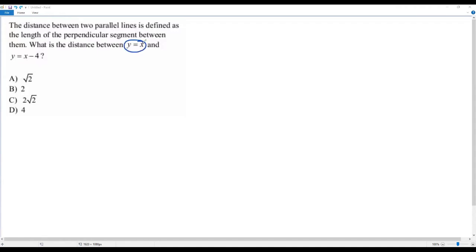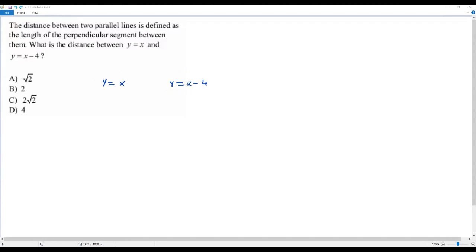Here we have two linear equations, y equals x and y equals x minus 4. Okay, let me write them. Here, y equals x minus 4. Both the linear equations are in slope-intercept form, that is y equals mx plus b. And in the first equation, the coefficient of x is 1, and this 1 represents the slope of this line.